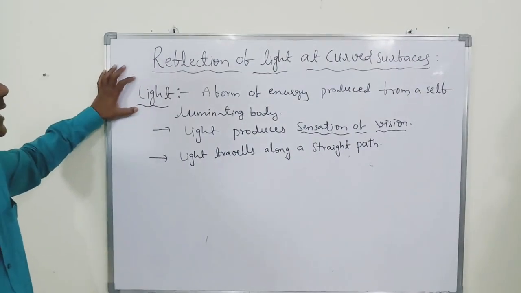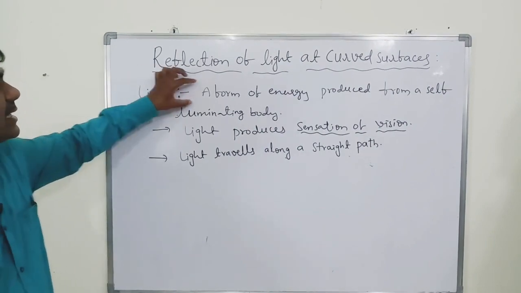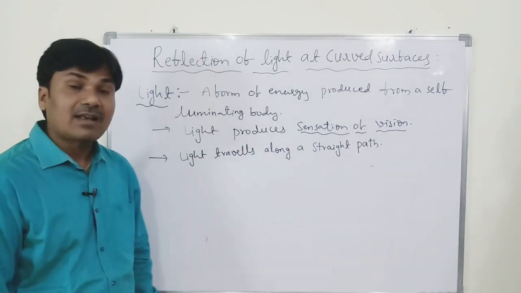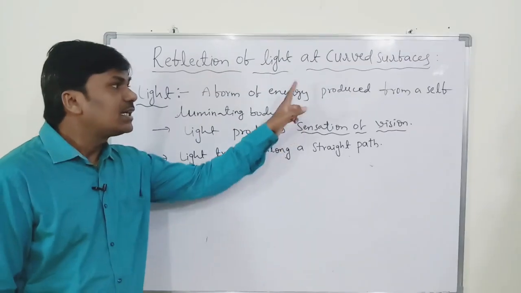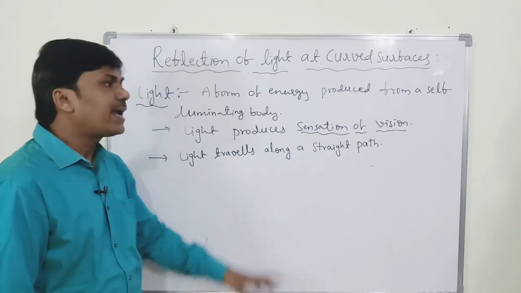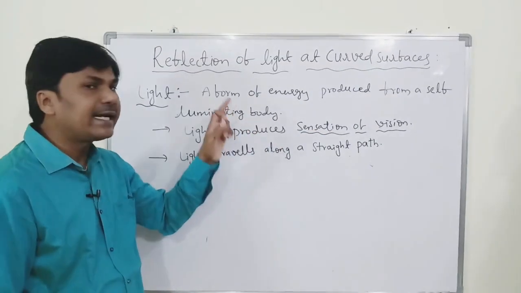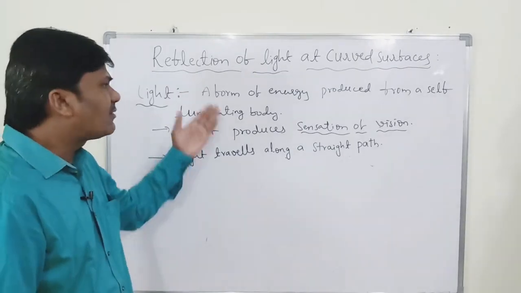First of all, the definition of light. What is light? Light is a form of energy that is produced from a self-illuminating body, isn't it? Light is a form of energy that is produced from a self-illuminating body. Okay, it is a form of energy.